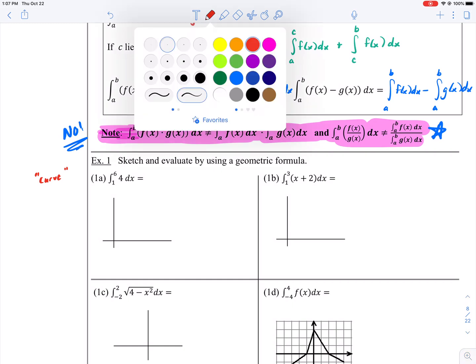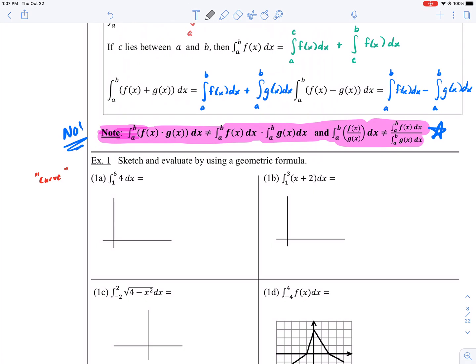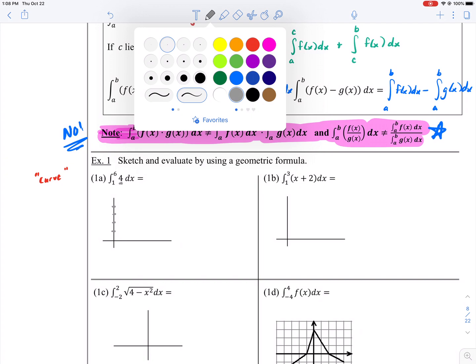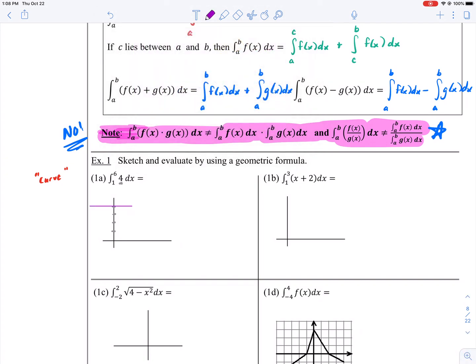So the idea here is, can I graph the line y equals 4? We're treating this as our function. This is f of x. So y equals 4 is going to be a horizontal line. If I were to graph this, I would have a horizontal line at 4.